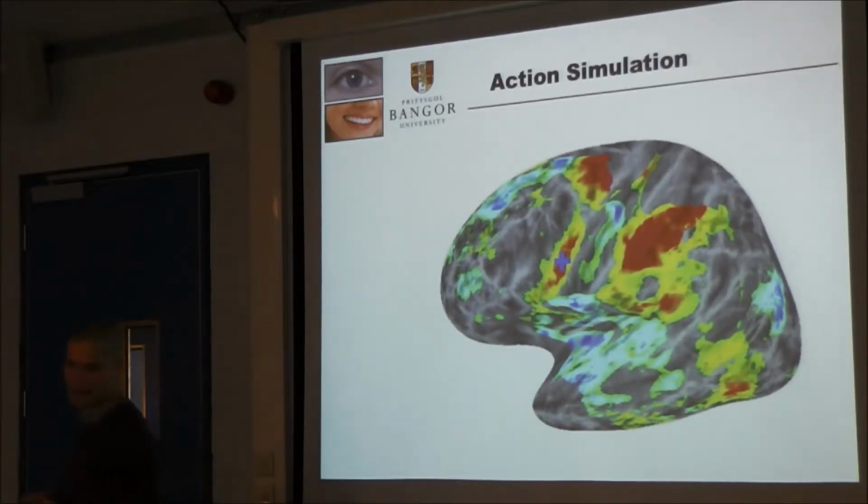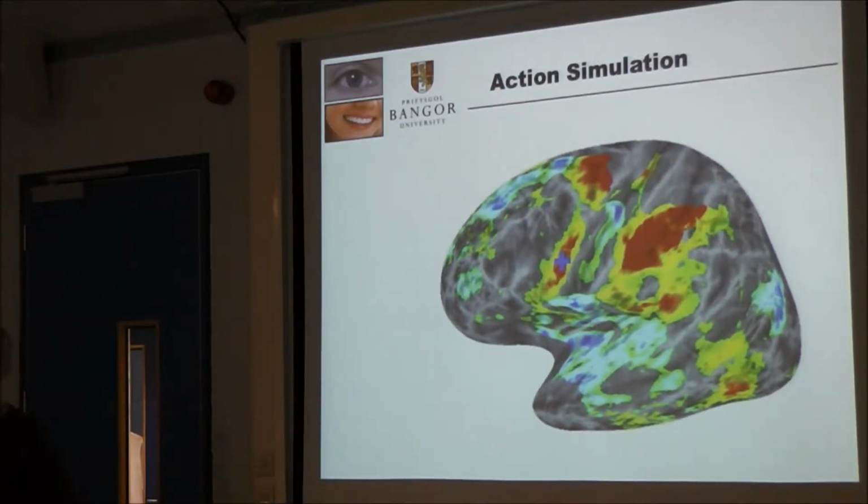Basically, the areas in red were found to be representing not just the participant performing the action themselves, but also viewing somebody else performing the action. So they're active in both conditions. And it's just one of a large number of studies that have been investigating this idea of a mirror system that exists not just in monkeys, but also in humans as well. This idea that we are representing other people's states with our own sensory and motor cortex.